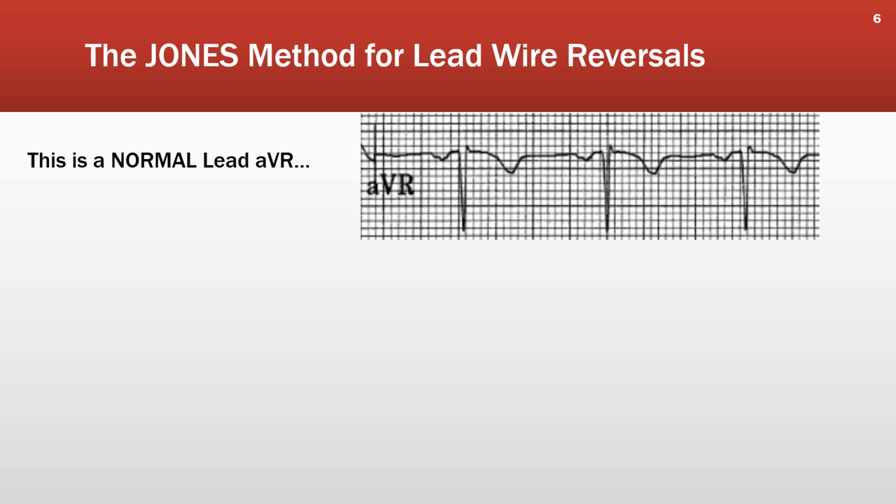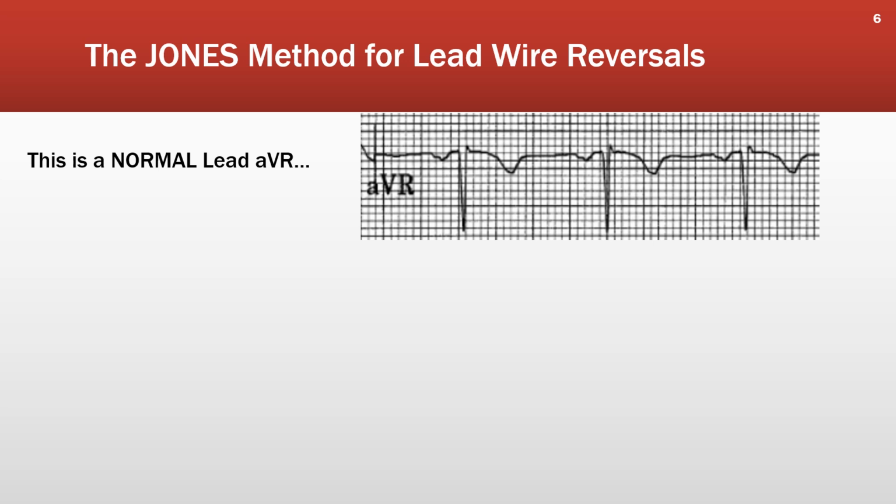This is a normal lead AVR. Lead AVR is going to be very important in the Jones method because we're going to be searching for lead AVR throughout all the augmented leads. The AVR lead can appear anywhere. It can appear in AVR, as it's supposed to, but it can appear in the space for AVL or the space for AVF. So it's important that you can recognize lead AVR confidently.